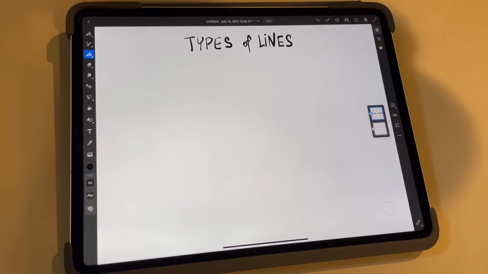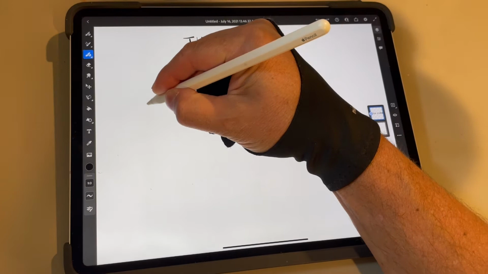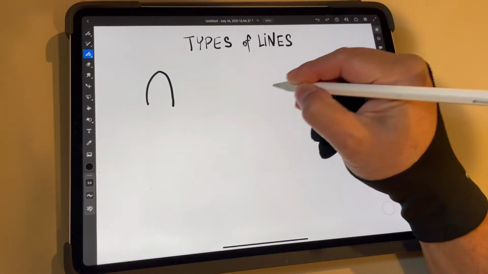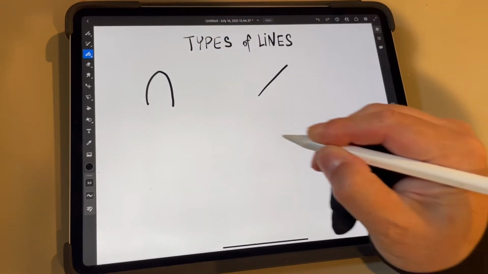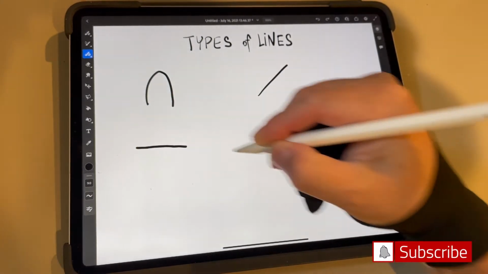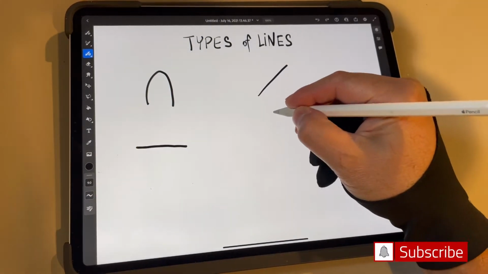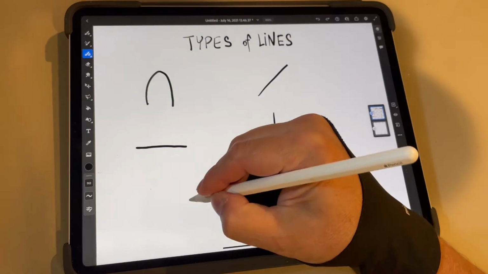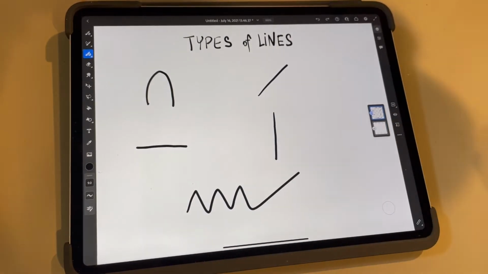According to art scholars, there are 5 main types of lines in art: curved, diagonal, horizontal, vertical, and zigzag. Lines can also be referred to as organic and inorganic, also known as geometric.